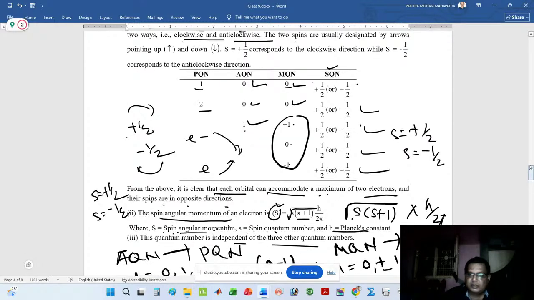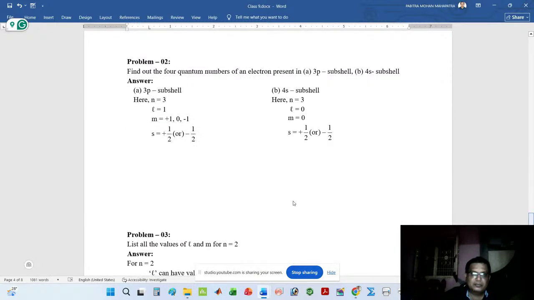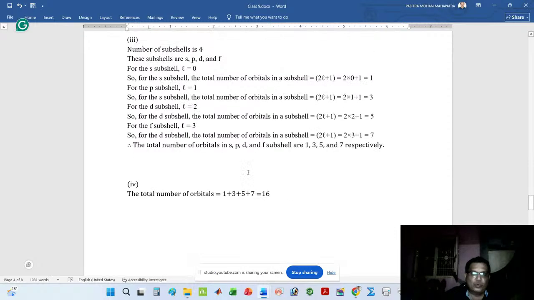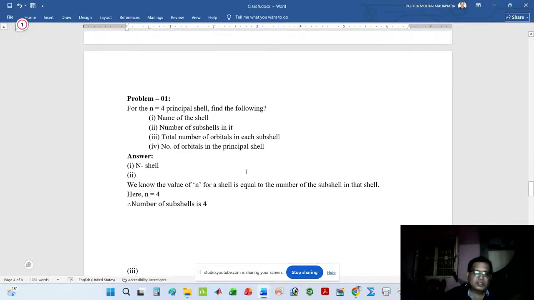Look at this. Here some problems are given. Problem number 1. Here n is equal to 4 is given. That is the principal cell. Find the following. First, name of the cell. Name of the cell means that it is the N cell. Next, number of subcells in it.